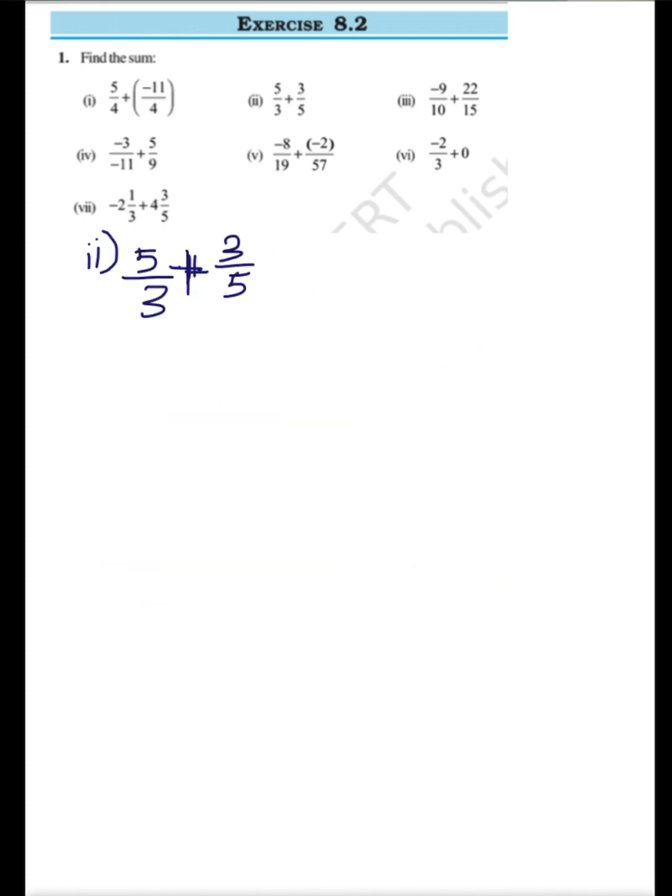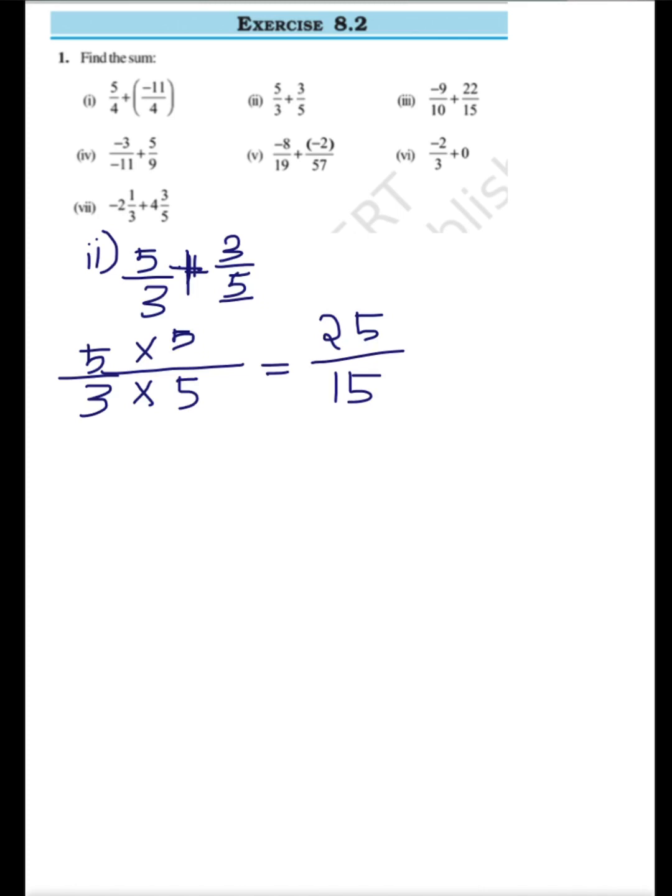5 by 3 plus 3 by 5. Okay, so here the denominators are different, so you have to make their denominators the same. For that, first let's take the first number, which is 5 by 3, and multiply it with the denominator of the second, which is 5. Okay, so what will you get? You will get it as 25 by 15. Okay, now let's take the second number, which is 3 by 5, and multiply it with the denominator of the first, which is 3. Okay, now what will you get? You will get it as 9 by 15.